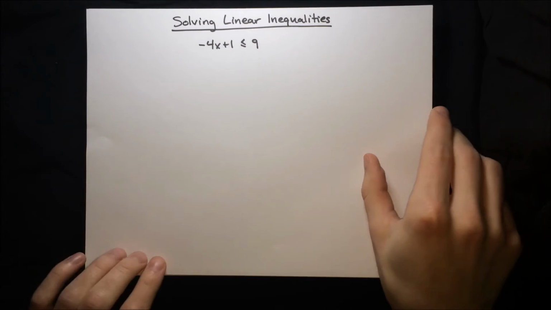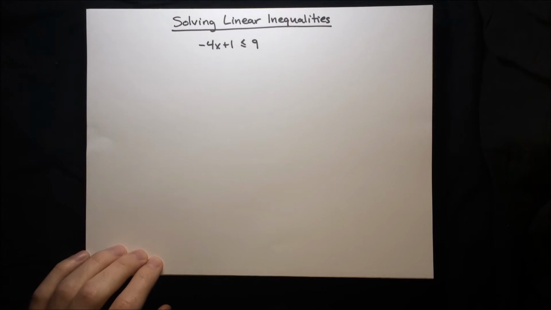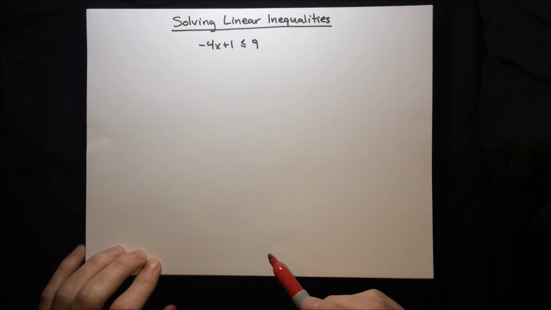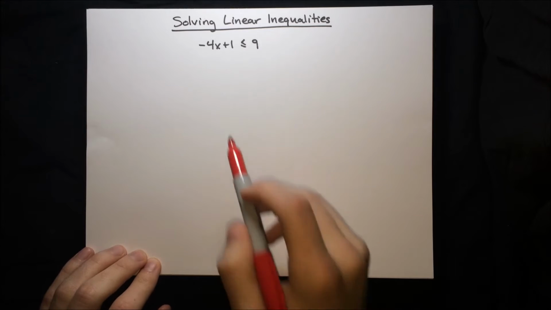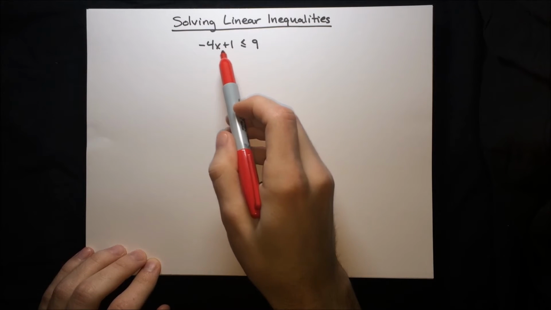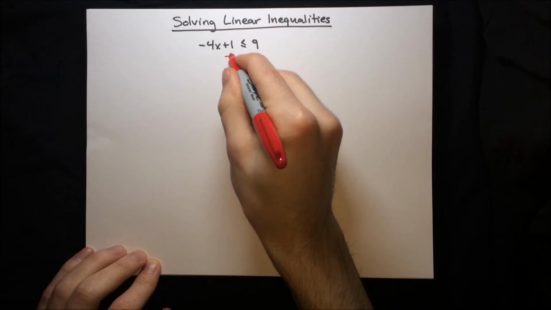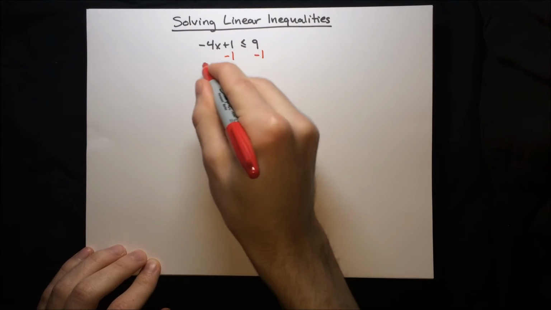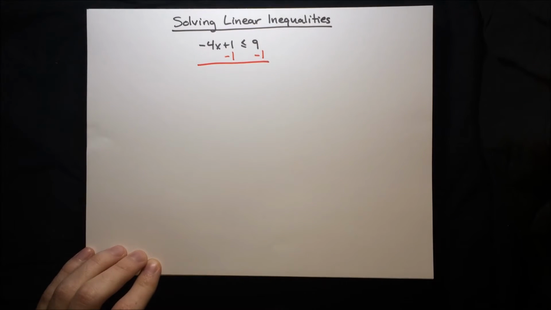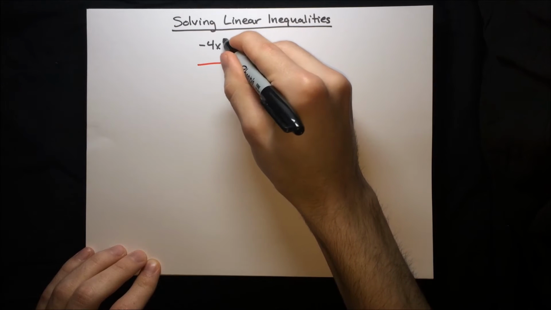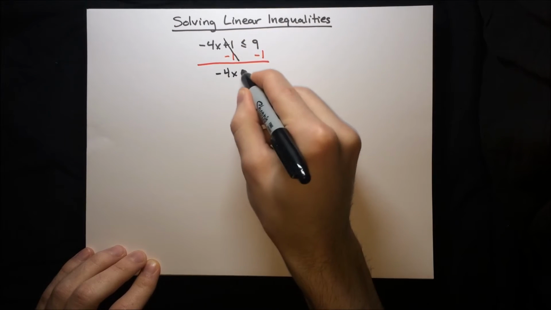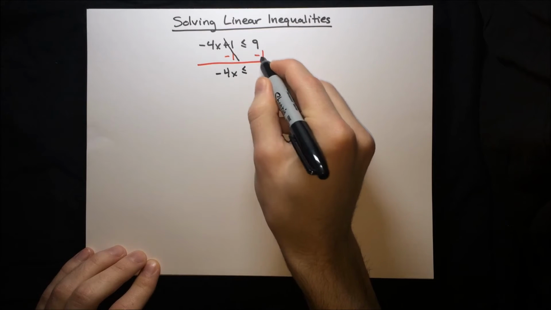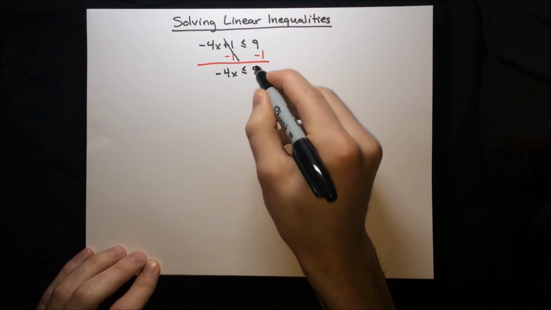Here's another example, which is pretty similar to the previous example, but something a little bit different is going to happen later on as we solve it. So we're going to start off in the same way. We want to isolate x, so let's get rid of that 1. Let's subtract off 1 on both sides. And the 1 minus 1 cancels with that positive 1, so we've just got -4x is less than or equal to 9 minus 1, which is 8.